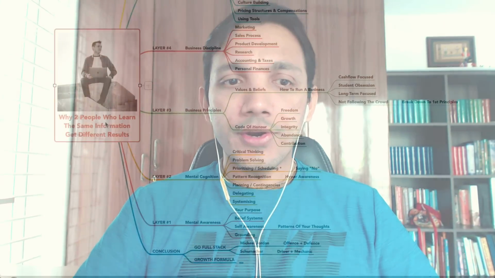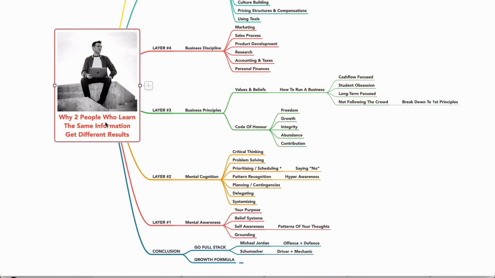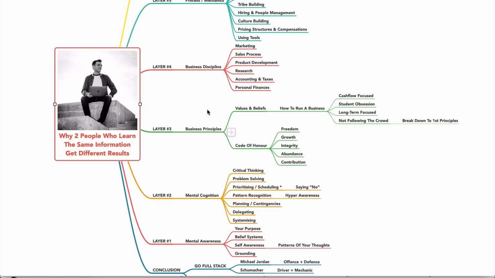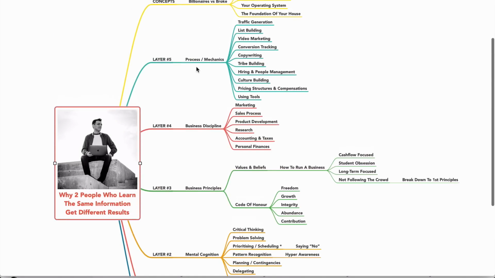So coming back to this point, why two people who learn the same information get different results is because of these 5 layers. The layers of mental awareness, mental cognition, business principles, business disciplines, and process mechanics. And if you want to be that full stack kind of individual, then you need to be aware of these aspects. I'm going to give you a download of this mind map right now.